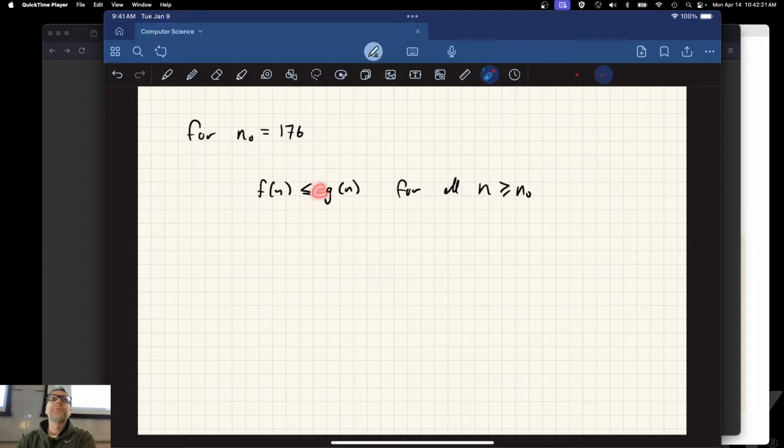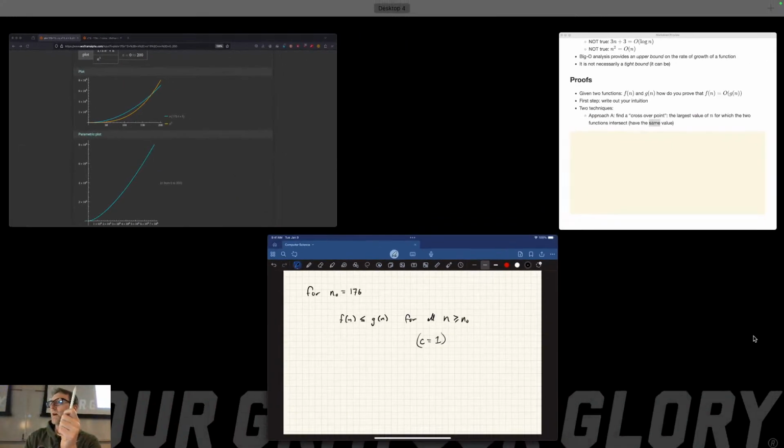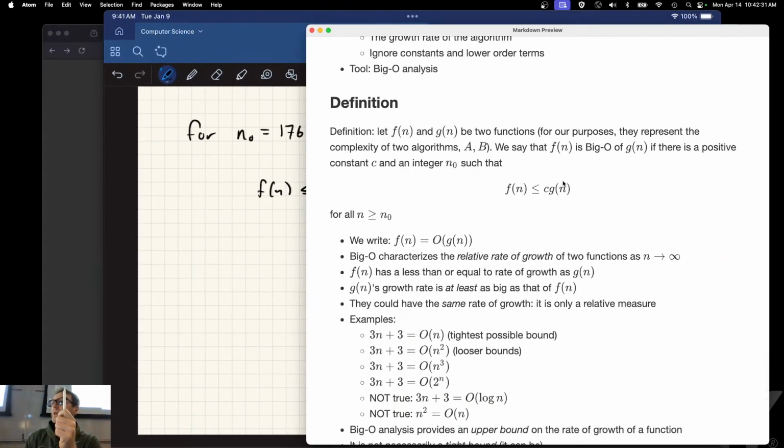What happened to my c? My c here ends up being 1. And that's what this technique is doing. Remember the definition here? The definition is that you have to find c and n naught. In other words, when you've got a pair there, you're fixing one of them to be 1. Right? You're fixing c to be 1, and then you're finding this other one. There are actually an infinite number of pairs for which this will work. You just have to find one pair of them. And one technique for doing that is to fix one of them to be 1 and then go and find the other one. And that's what we just did in this first technique here.